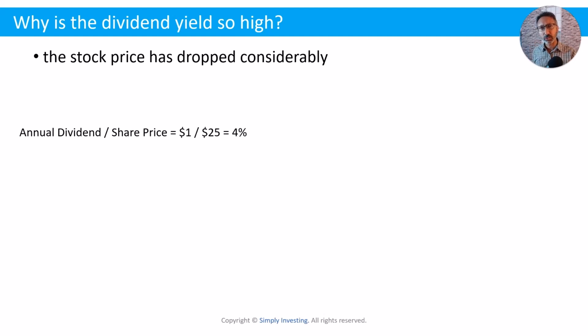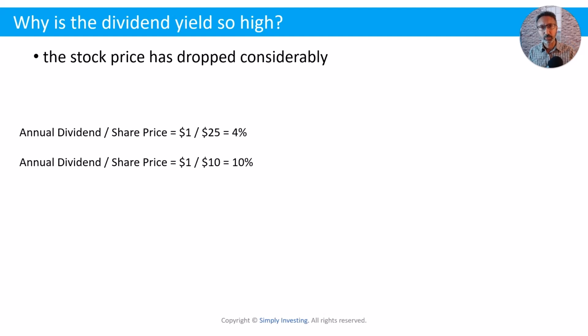Now, as investors start to sell their shares in the company, nobody wants to buy the shares in this company. Demand for the shares goes down. As demand comes down, the stock price is going to come down. Now watch what happens if the stock price drops to $10. Now my yield is 10%. Again, my dividend hasn't changed. Like I said before, dividends don't change day in and day out.